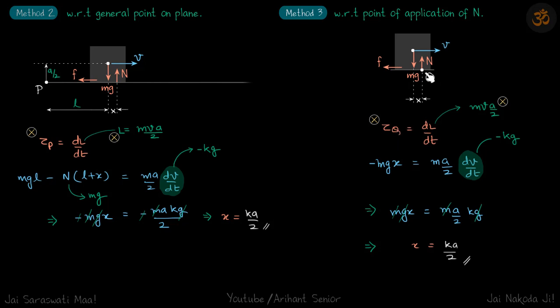And torque about point Q will be only because of mg. And now you can see, because we have taken the inside direction as positive, the torque of mg will be negative. So we have to write minus mgX. So ma by 2 into dv by dt, and dv by dt is again minus kg, because the direction of dv by dt is negative to the direction of v. So again we will get the same answer, Ka by 2. So yeah, that's about it.